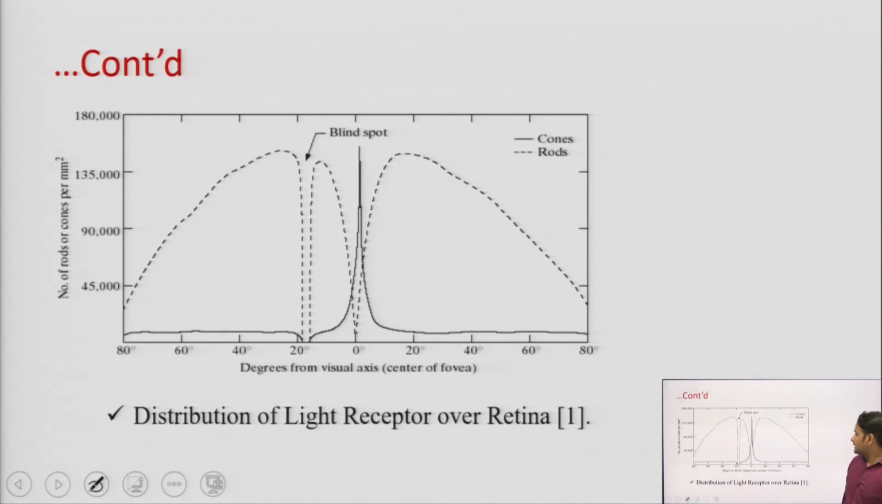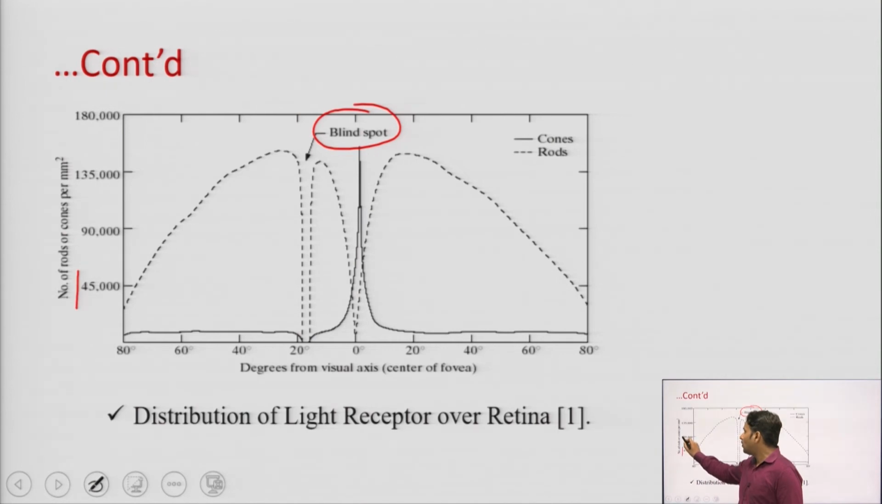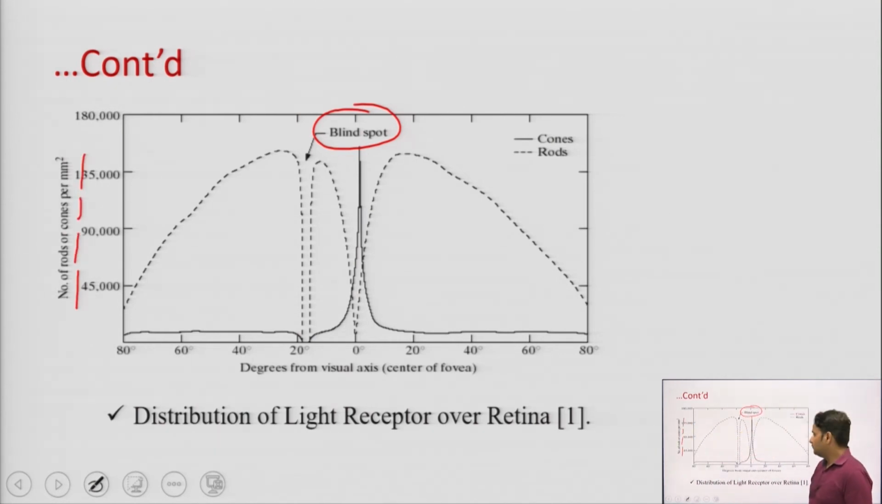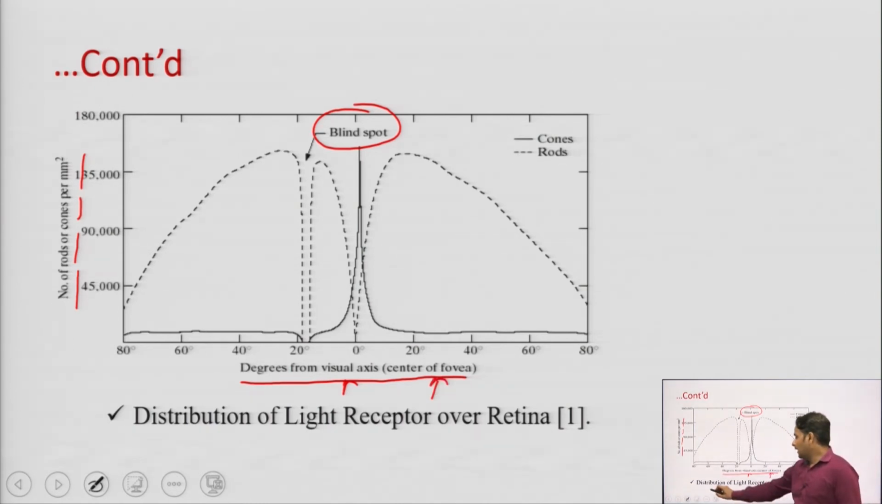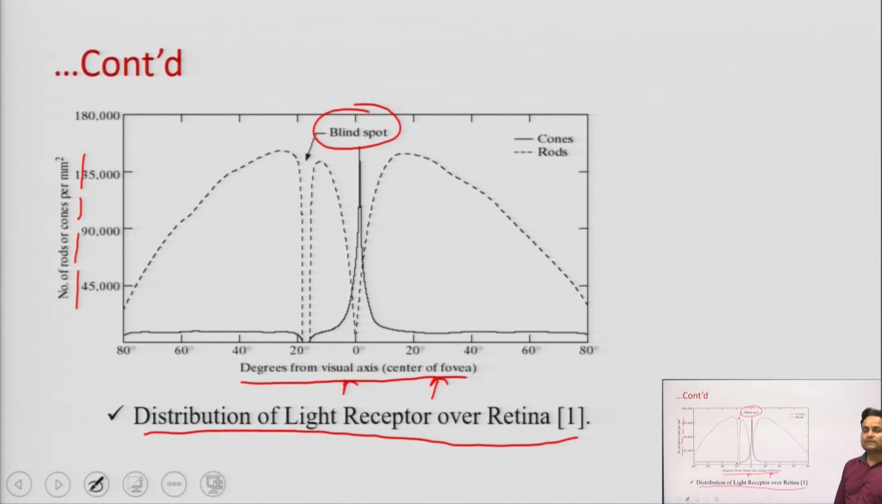Now, by using this diagram, we are identifying the blind spot. On the y axis we are talking about the number of rods or cones per square millimeter, and on the x axis we are talking about degrees from the visual axis, that is from the center of the fovea. So, it represents the distribution of light receptors over the retina. The solid line represents the cones and the dotted line represents the rods.